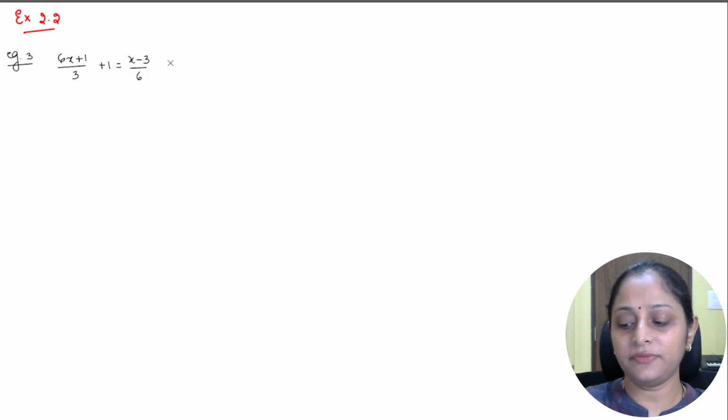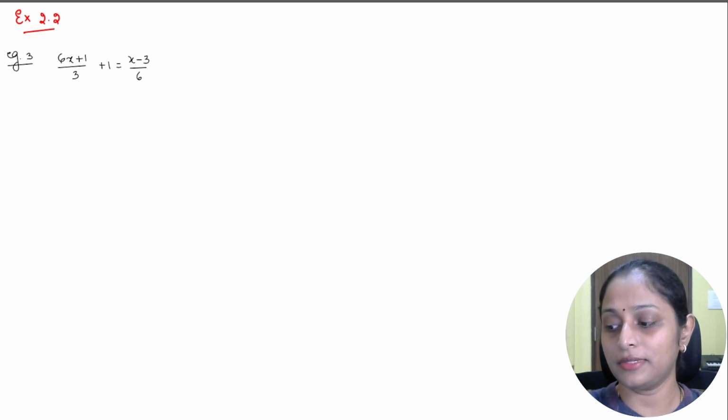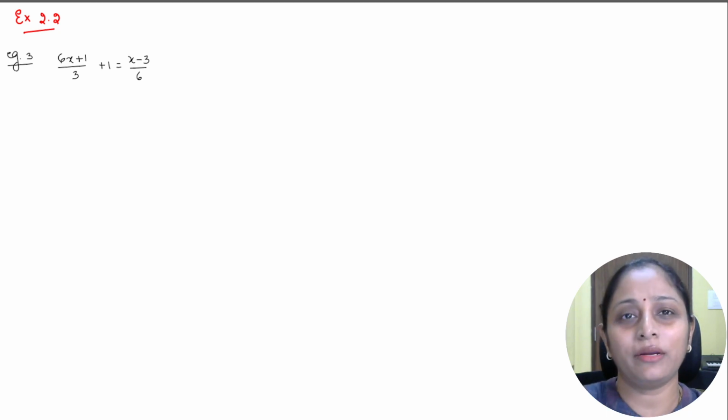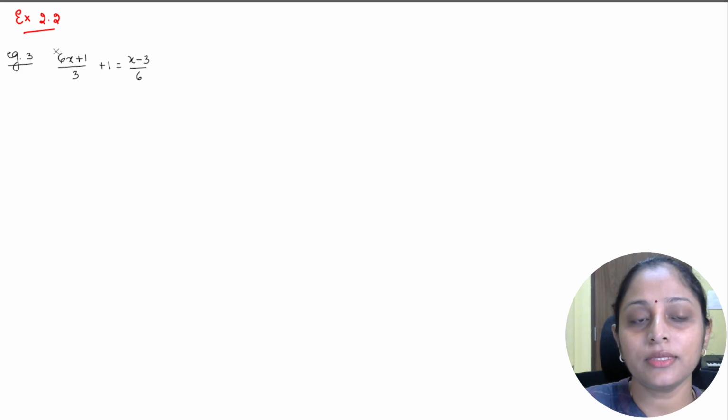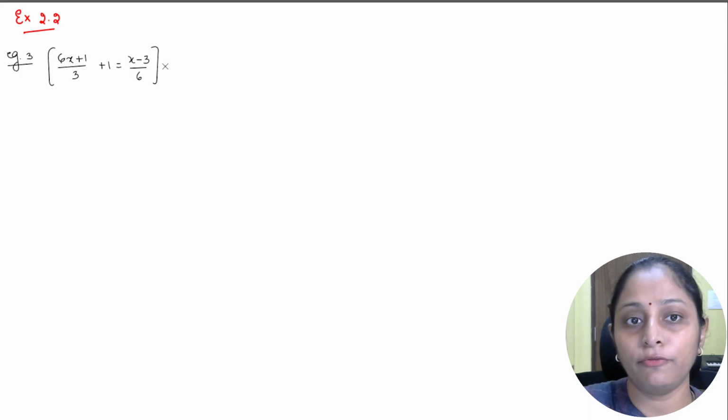Now here just as we have done in the first exercise, we are going to get rid of the denominators because that will make our solution look elegant and there are very few or no chances of making any calculation mistakes in that way. Okay, so here my denominators are 3 and 6, so the LCM is 6. I'm going to multiply the entire equation by 6.